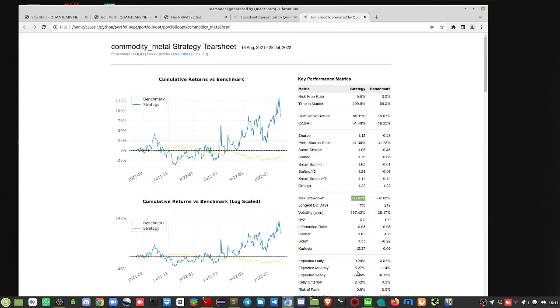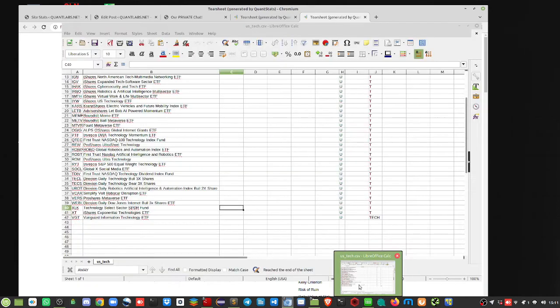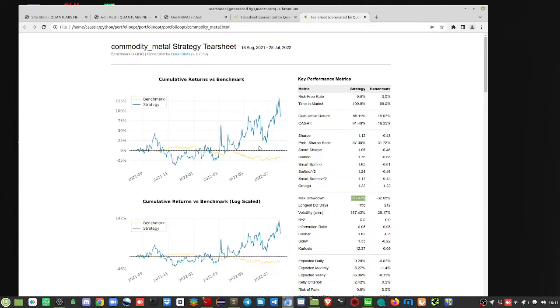I used to use the OANDA CFDs, and I thought that was good. This is way better. This is way better because it covers everything. All right, so that is commodity metal.